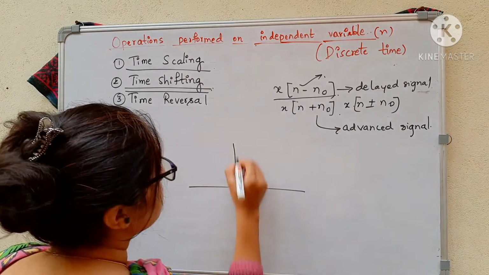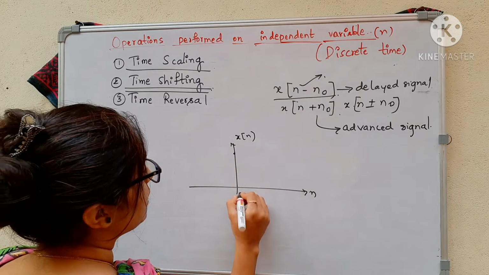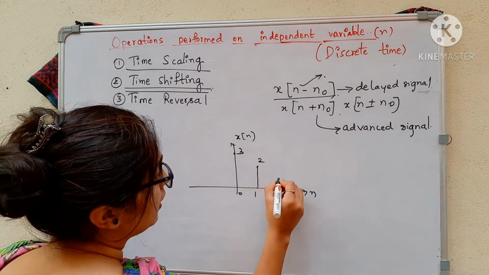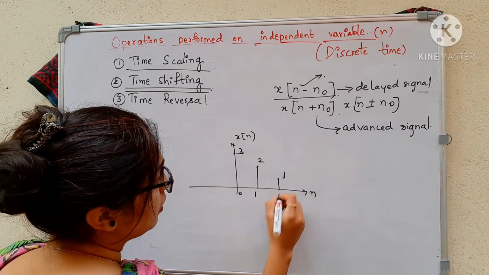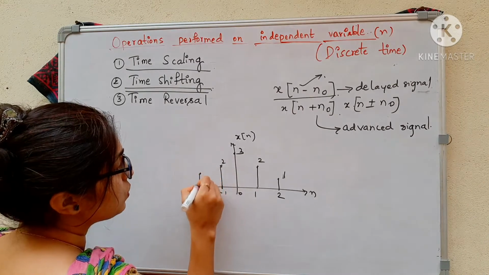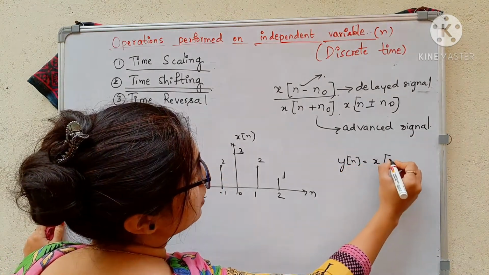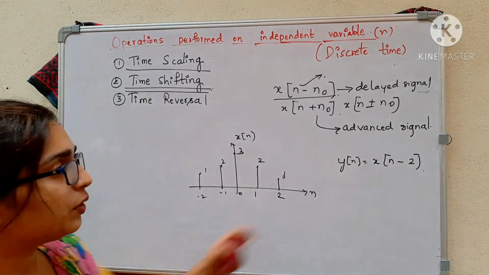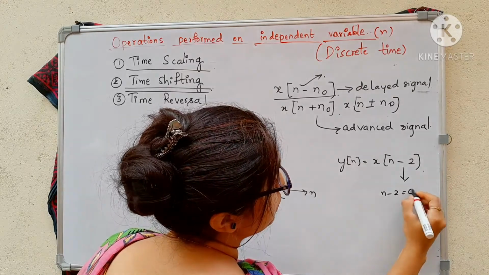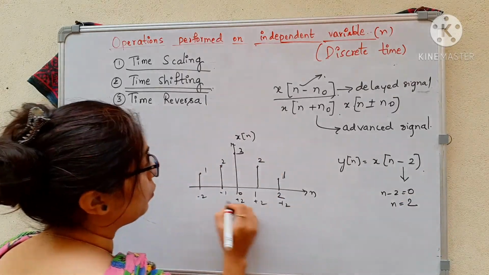If I consider a signal x of n, at 0 it has a value 3, then at 1 it has 2, then it has 1 at 2. Same thing I will write here: 2, and here it is 1. Now I have to find y of n, that is equal to x of n minus 2. Here x of n minus 2 means, now substitute n minus 2 is equal to 0, so n is equal to 2. Now I will be adding 2 to everything.